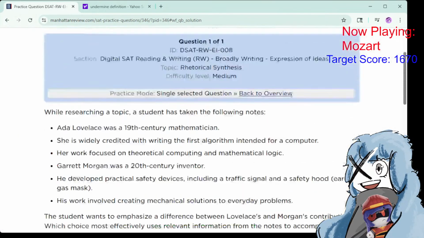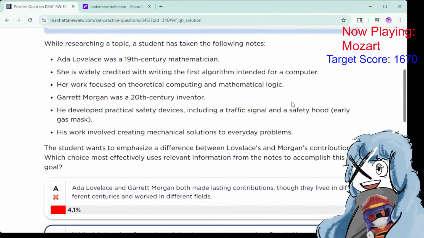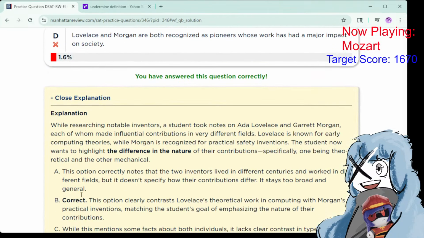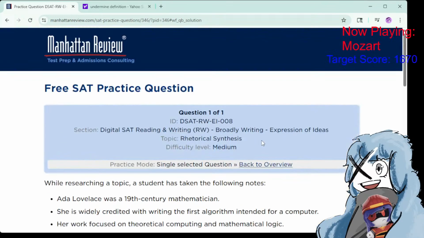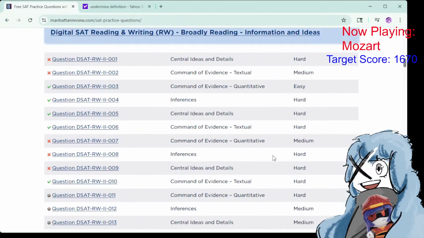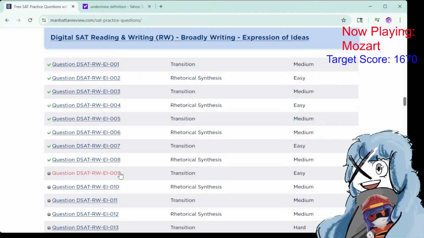Good job, thank you. A lot of people pick C, not C, because that is not a background. While it mentions some facts about both individuals, it lacks clear contrasting types of contributions, and mathematical pattern is vague and doesn't fully capture Lovelace's kind of abstract theoretical focus. Exactly what I said. Maybe the guy making this test isn't that bad.